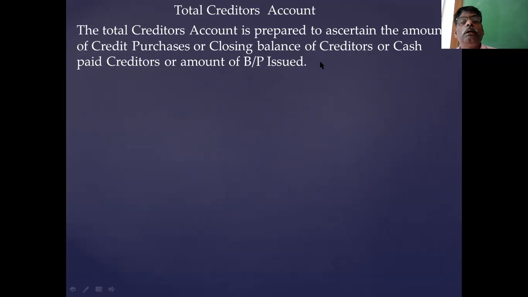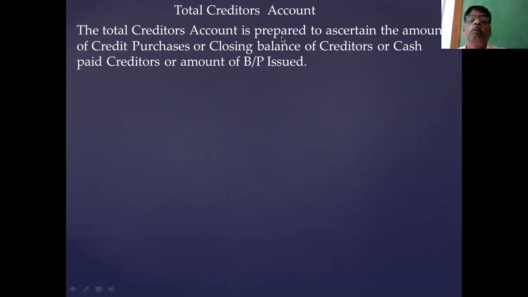A 2 marks question may come on this. Why is the creditors account prepared? The creditors account is prepared to ascertain the amount of credit purchase. It is prepared to ascertain the credit purchase, and it may be prepared for the closing balance of the creditors, or cash paid to creditors, or amount of bills payable issued. Okay, this is the creditors account.